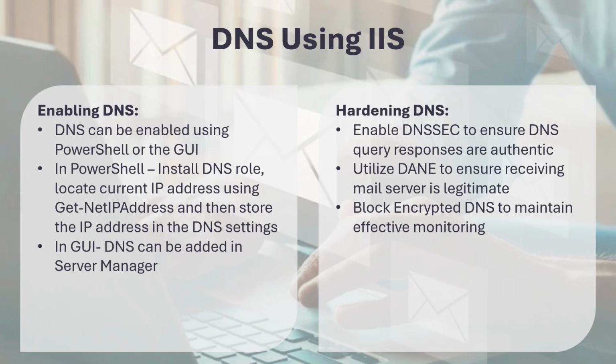This can be done by entering $DNSServerSettings = Get-DnsServerSetting -All. Then $DNSServerSettings.ListeningIPAddress = @(), where you enter the IP address you want to use. Finally, Set-DnsServerSetting.